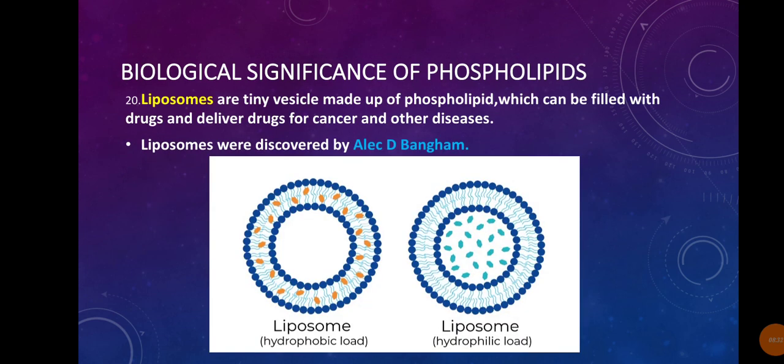Liposomes are tiny vesicles made up of phospholipids which can be filled with drugs and deliver drugs for cancer and other diseases. Liposomes were discovered by Bangham. Hydrophobic loads and hydrophilic loads are also possible in liposomes.